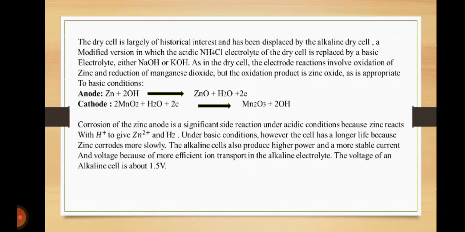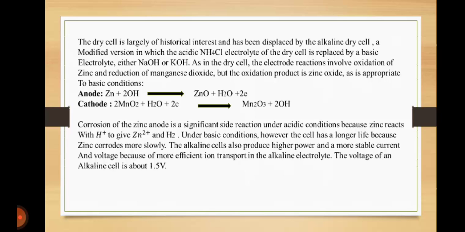The dry cell is largely of historical interest and has been displaced by the alkaline dry cell, a modified version in which the acidic ammonium chloride electrolyte of the dry cell is replaced by a basic electrolyte, either NaOH or KOH. As in the dry cell, the electrode reactions involve oxidation of zinc and reduction of manganese dioxide, but the oxidation product is zinc oxide, as is appropriate to basic conditions.